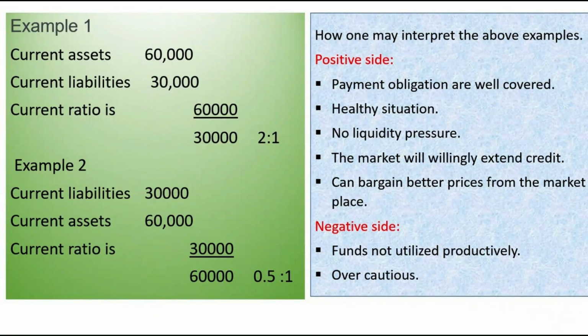Current liabilities 30,000. Current assets 60,000. Current ratio is 60,000 divided by 30,000, which is 2 is to 1. What do we understand from the above example? Yes. Current liabilities are covered 2 times by current assets.